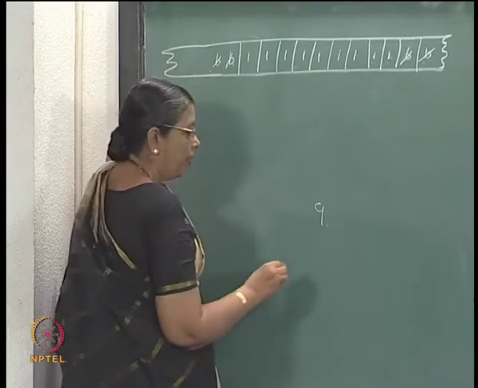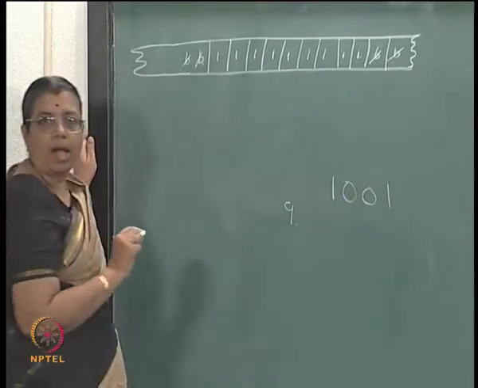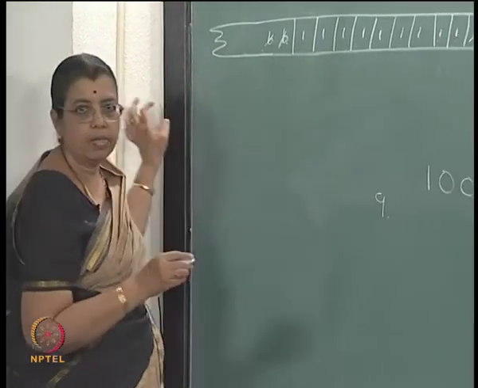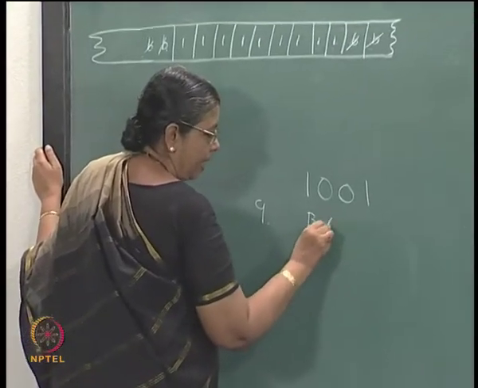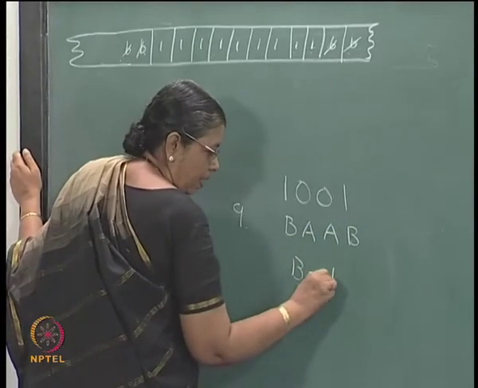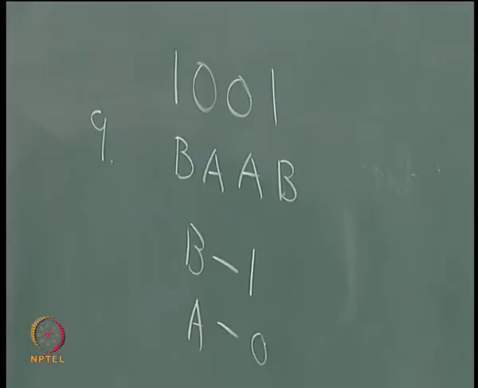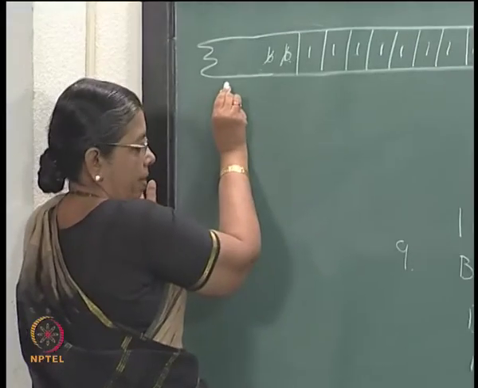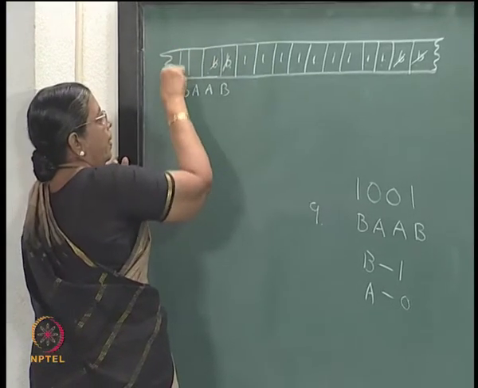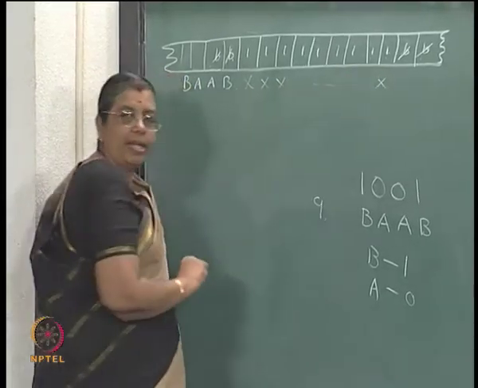What is the binary equivalent of 9? 1 0 0 1. I want to get this, but I should not mix up this one and this one. So, rather I will print it as B A A B, where B represents 1 and A represents 0. So, at the end I should have the binary string printed here in this portion. These ones you can change to X's at that time.